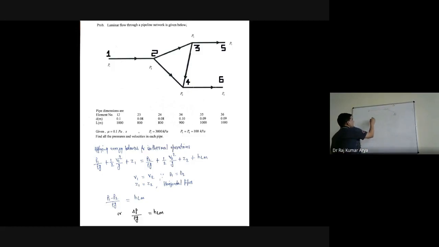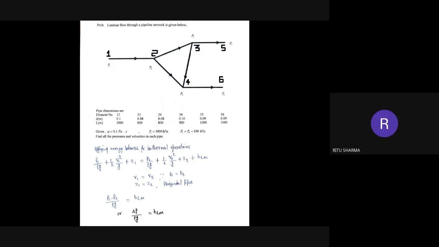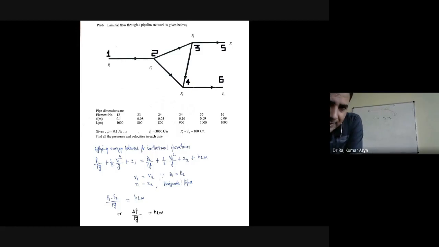So whatever mass is coming from 1, it is getting divided into two parts. Mass is going into 3 and mass is going into 4. Is this fine? Yes, sir. Whatever mass is coming from 1, it is getting divided into 2 parts. One is going in pipeline 2-3, other is going in pipeline 2-4. So that's what we wrote here, 3 and 4.